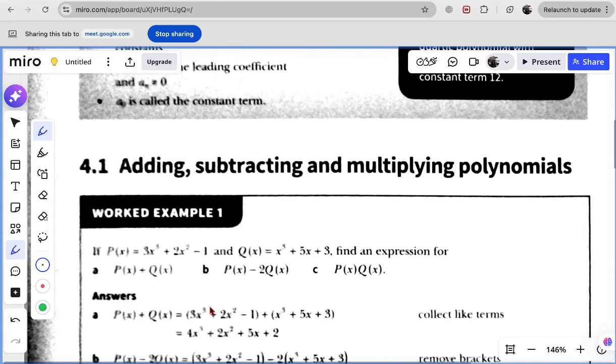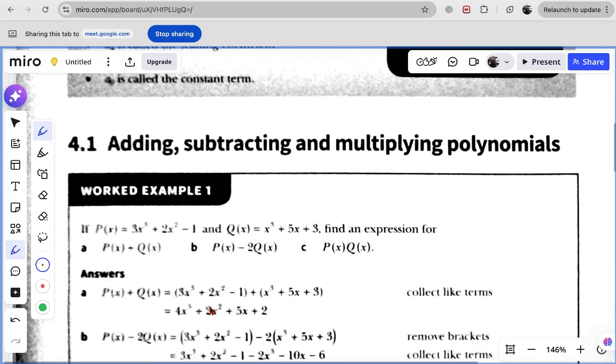Now let's take a look at examples: adding, subtracting and multiplying polynomials. Polynomials, like we said, can be anything to power anything down to a constant. So let's assume P(x), the first polynomial, is 3x to the power of 3 plus 2x to the power of 2 minus 1. And the second polynomial, Q(x), is x to the power of 3 plus 5x plus 3.